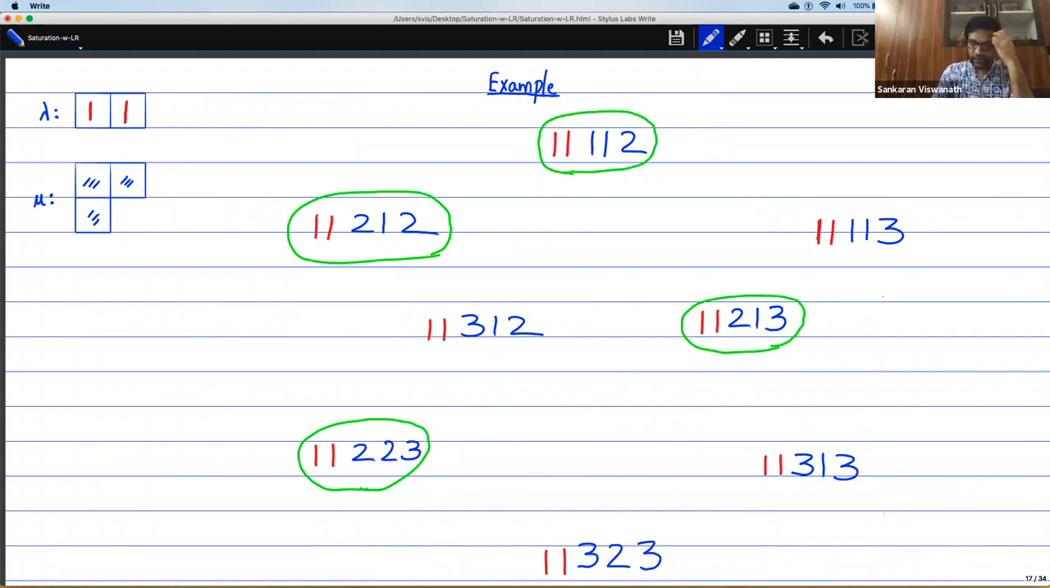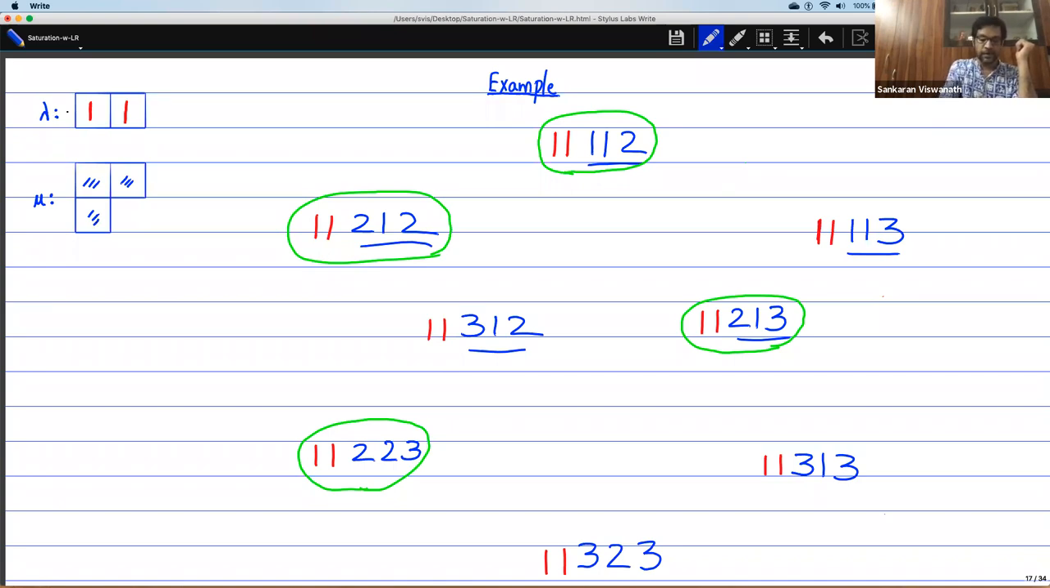Okay. So these are again the very same 8 words that you saw in the earlier example. The 8 words are in blue. These are the tableau words, 112, 113, 213, and so on. So here are the 8 tableau words. The mu that I'm taking is 2,1. So these are the 8 words.